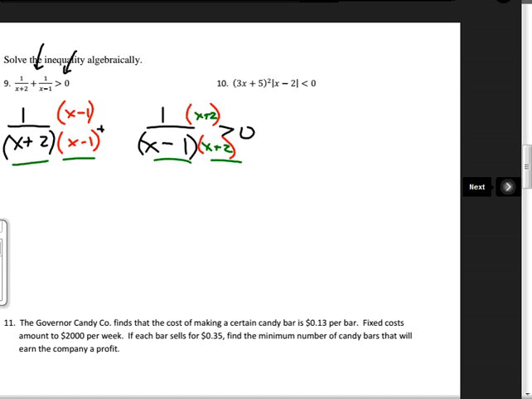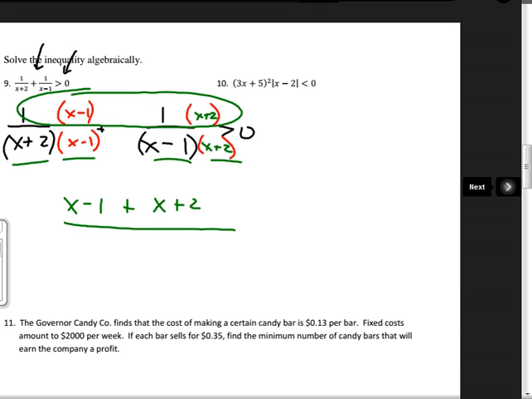Just like I'm doing the top here, all over the denominator, which is x plus 2 times x minus 1. You can multiply it all out if you want, but then you're going to have to factor it again. So you may as well leave it factored. So now I'm down to one of these kinds of problems, which you know how to do.